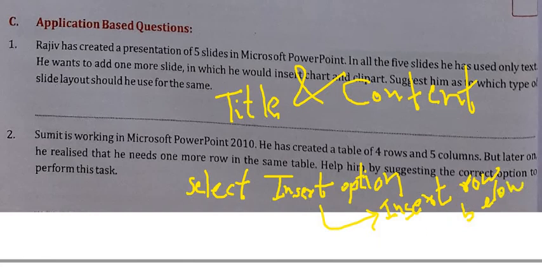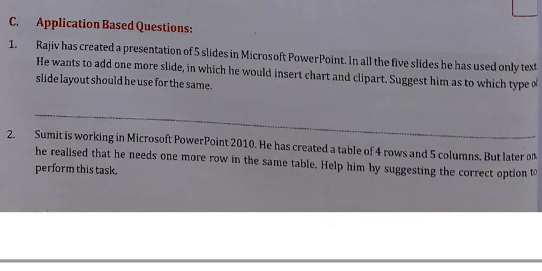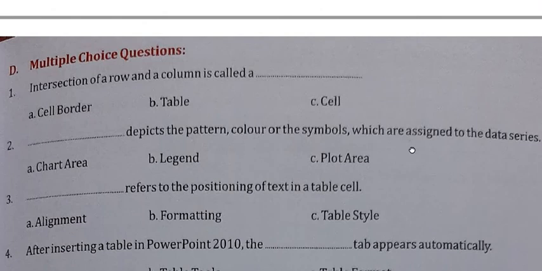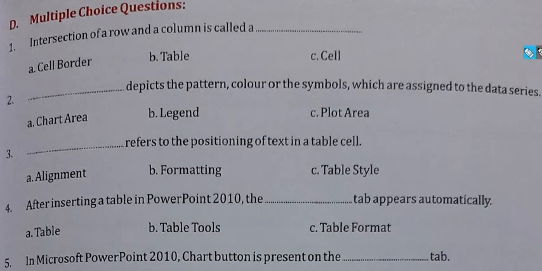Now let's go to the next kind of question. Let's see. MCQs, multiple choice questions. Intersection of a row and a column is called a cell, border, table, or cell? We have already seen when we defined cell, we realized it is the intersection of rows and columns, right? So its answer is C, cell.